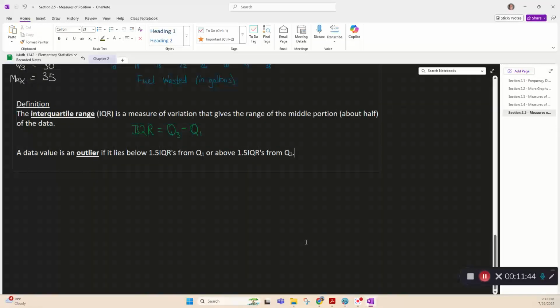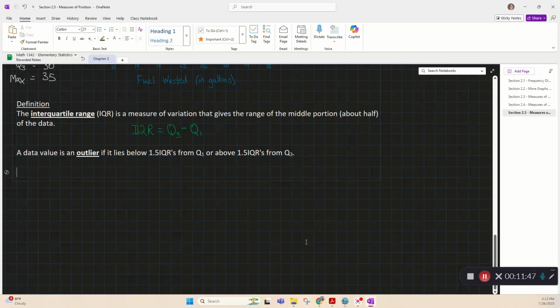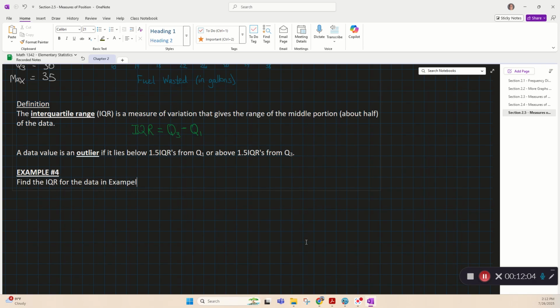Let's actually see what it means in this next example. Example number 4. Find the IQR for the data in example 1 and determine if any outliers exist. Okay, so we have our marching orders. Let's do it now.